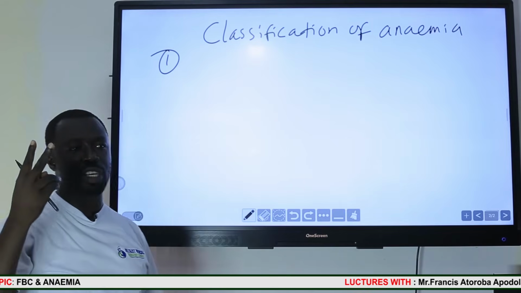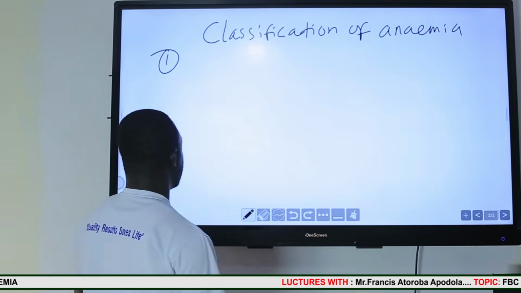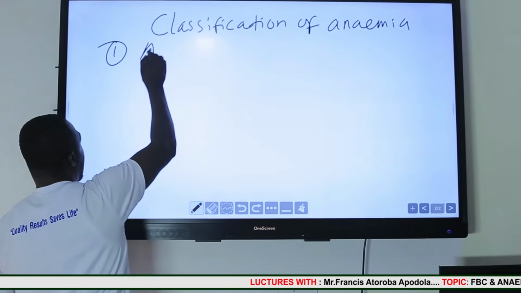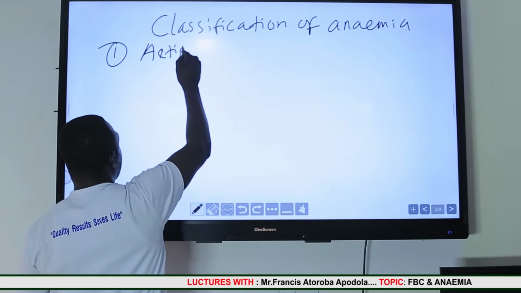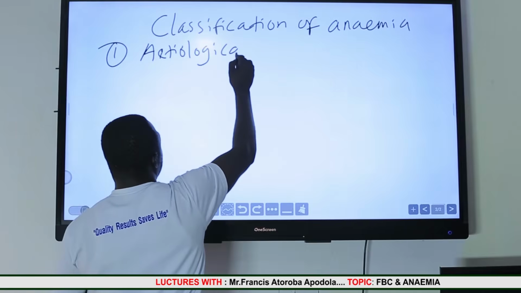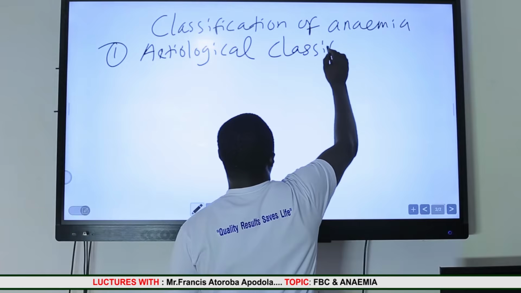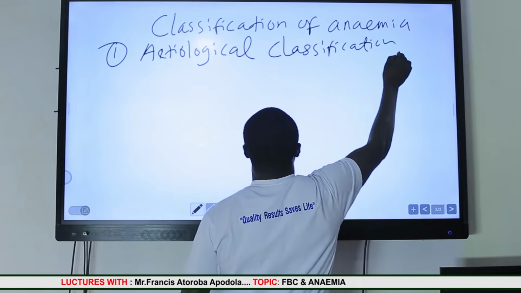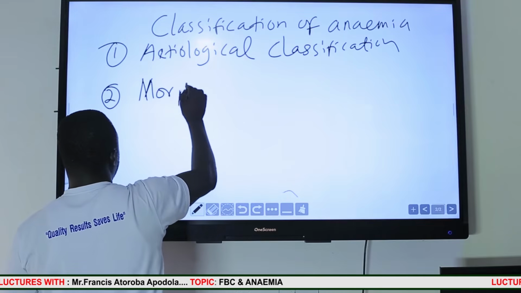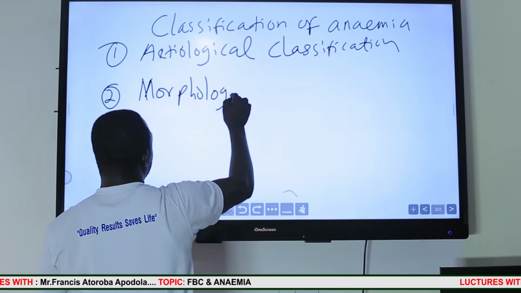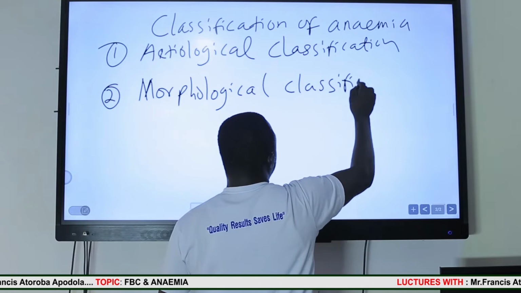Basically, there are two major classifications of anemia. And these two major classifications of anemia are the etiological classification. Then the second one is the morphological classification of the anemia.